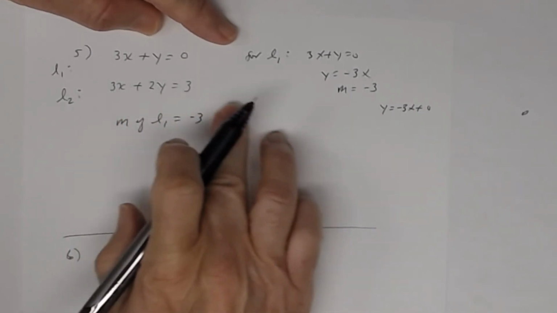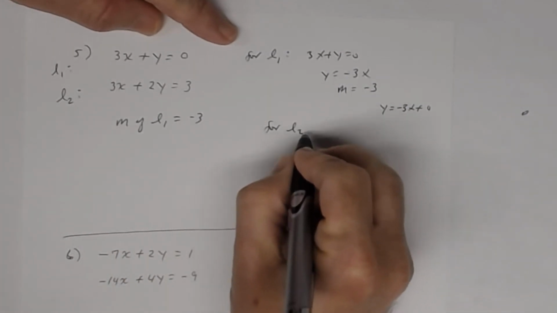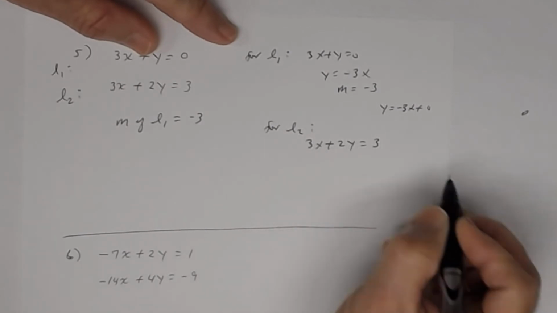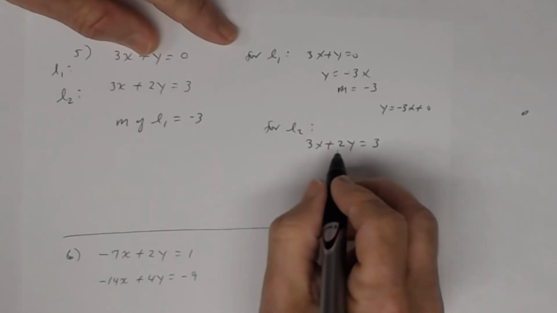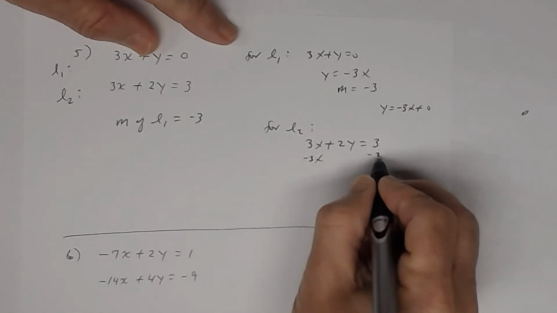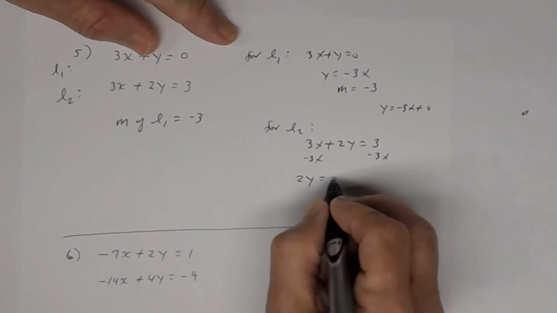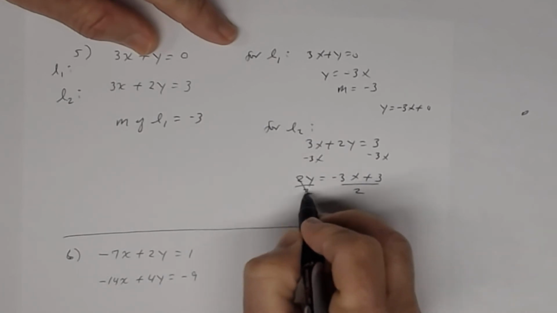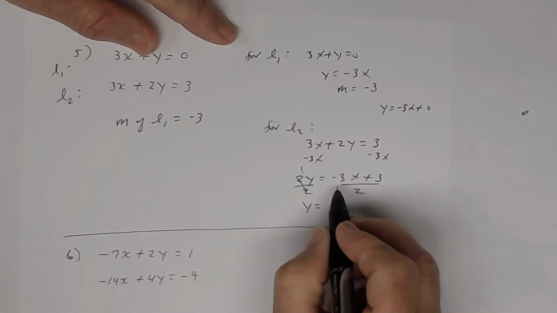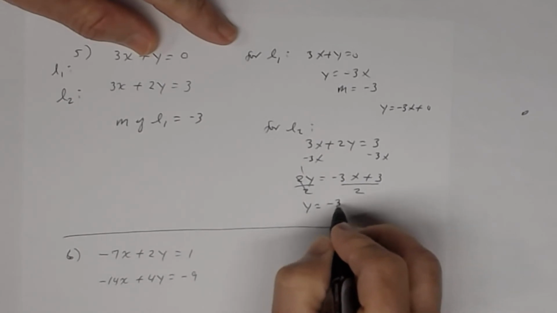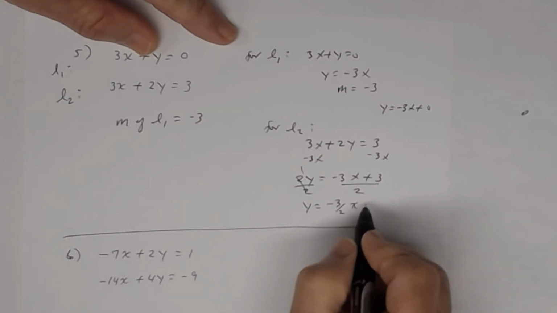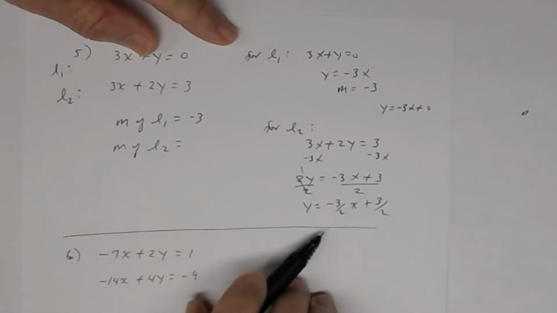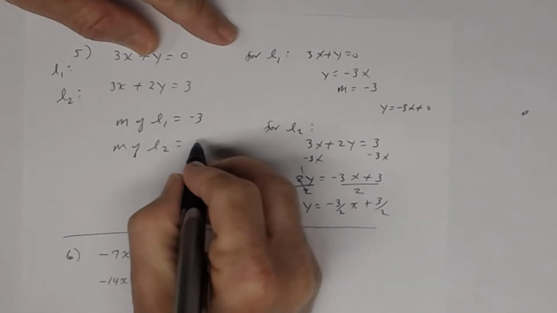All right, now we do the same thing for line 2. For line 2, I have 3x plus 2y equal 3, right? To get y by itself, let's subtract 3x on both sides. And so I get 2y equal negative 3x plus 3. Then divide both sides by 2. I get y equals, and let's write this as two fractions, negative 3 halves x plus 3 halves. So the slope of line 2 is going to be negative 3 halves.